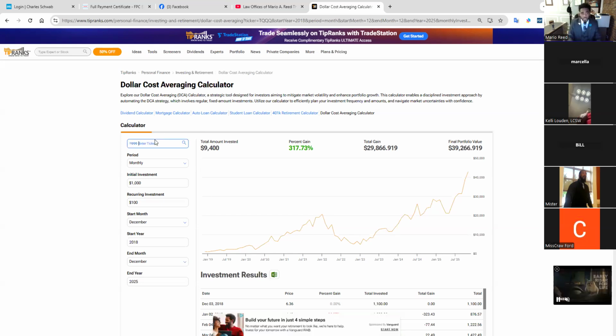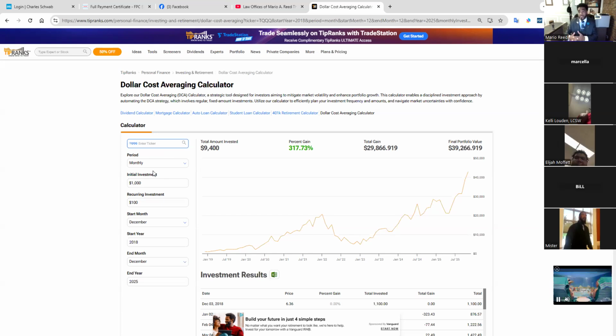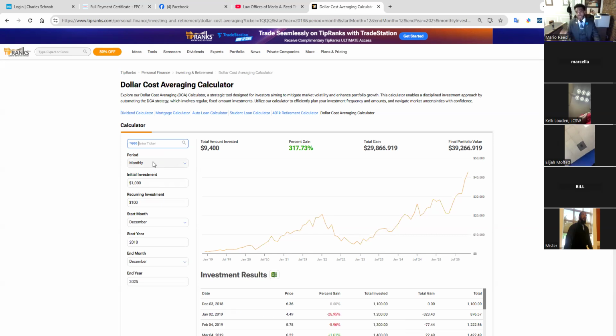So at this website, you can go to tipranks.com, and then you can type in the stock symbol of TQQQ. In doing so, you can take a look and see what type of possibilities have already existed. This will not predict the future. This will allow you to see historically what type of performance has existed with any stock that you want to take a look at. So we have TQQQ, which is the stock symbol for the NASDAQ.